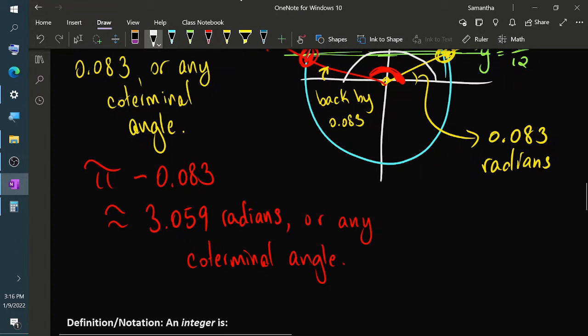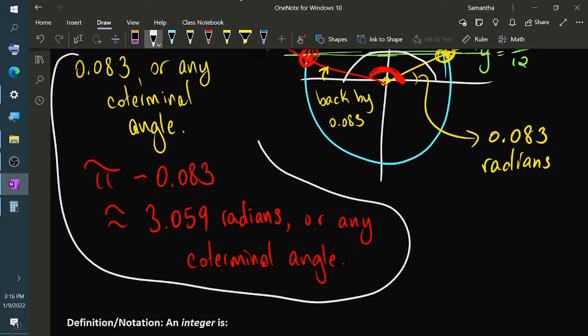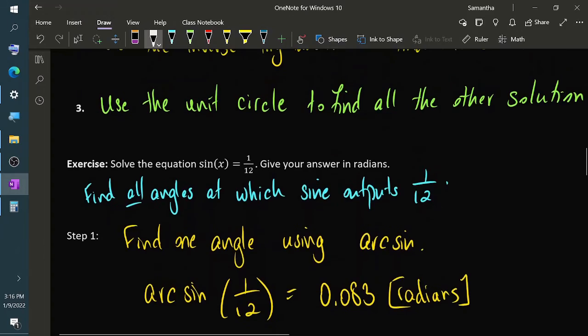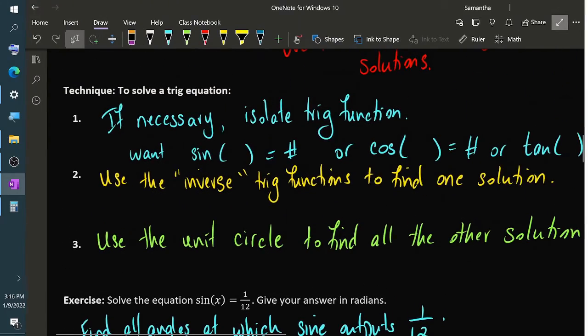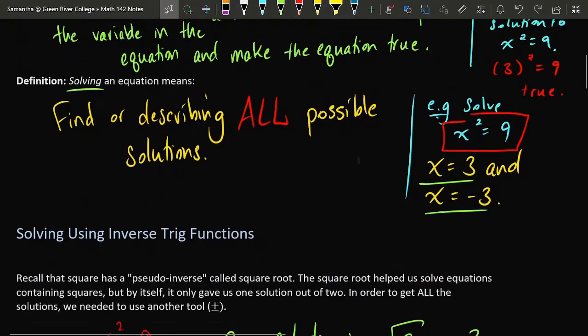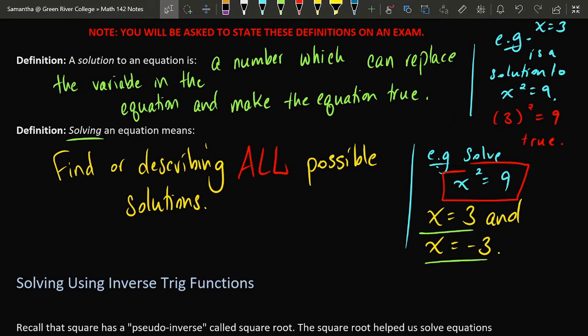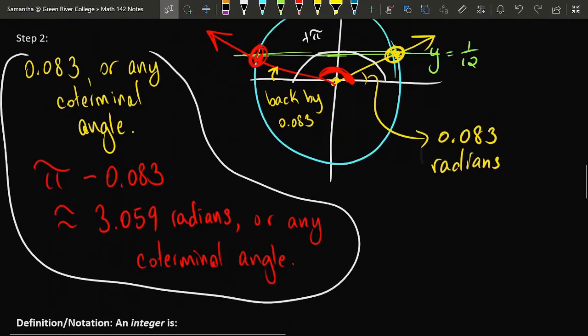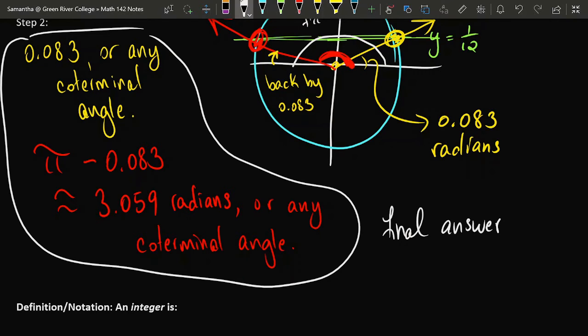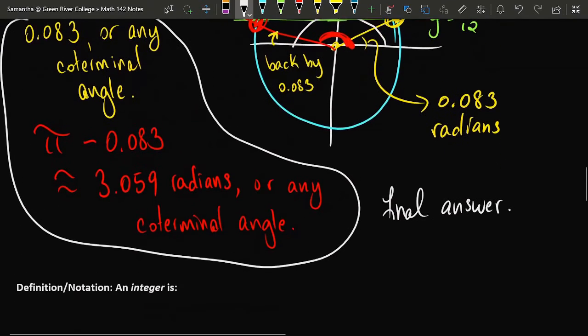So this entire paragraph here would be my answer to the question, solve sine of x equals 1/12. In order to answer the question, solve sine of x equals 1/12, I need to find or describe all the possible solutions, all the possible angles which make that true. And that's what I have achieved down here. So this entire thing is the final answer. Now this is a little bit of a mouthful.